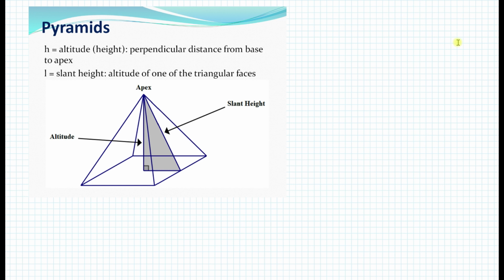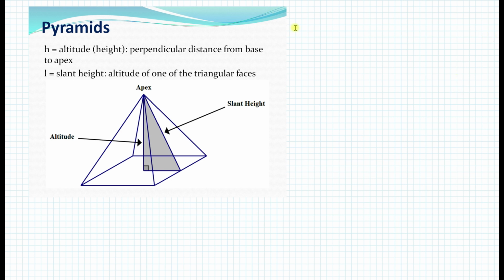Then we have L, which is the altitude of one of the triangular faces, and we actually need the slant height and the altitude to define the lateral area, surface area, and volume of the pyramid. Okay, so how would we be able to find the lateral area? Notice that the lateral area is the surface area without the area of the base. So basically just the surface area of the triangular sides.